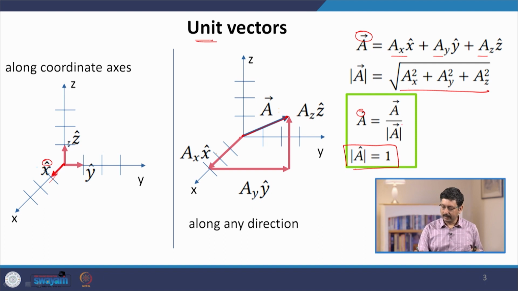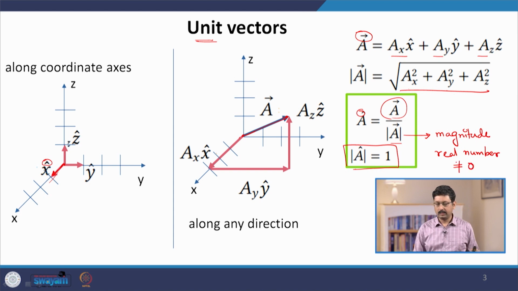Then if I now divide the vector by its magnitude, remember that the magnitude is a real number, and I am assuming that it is not 0. By real number I mean this is a scalar.